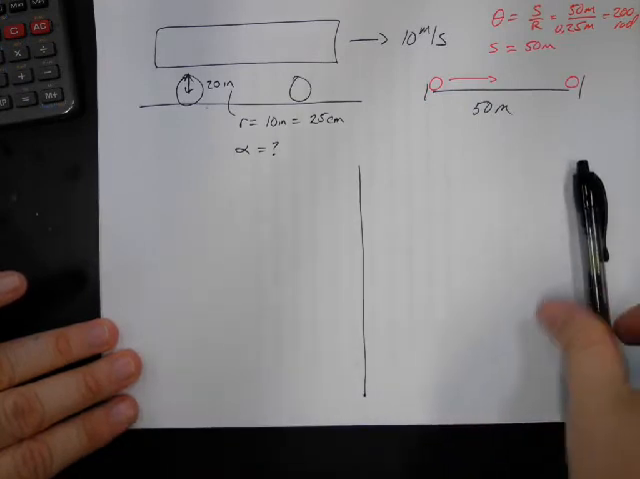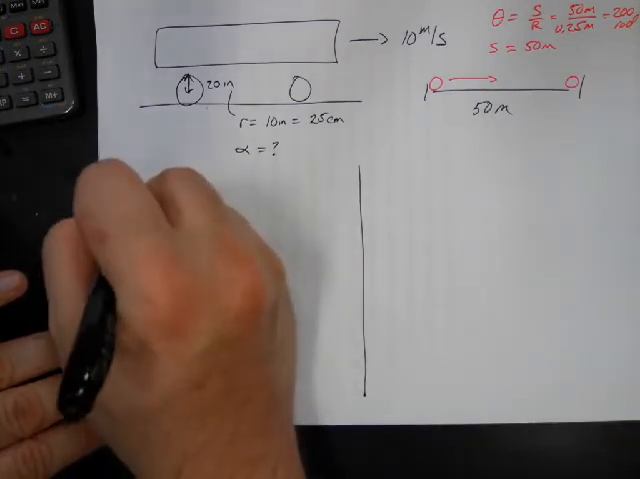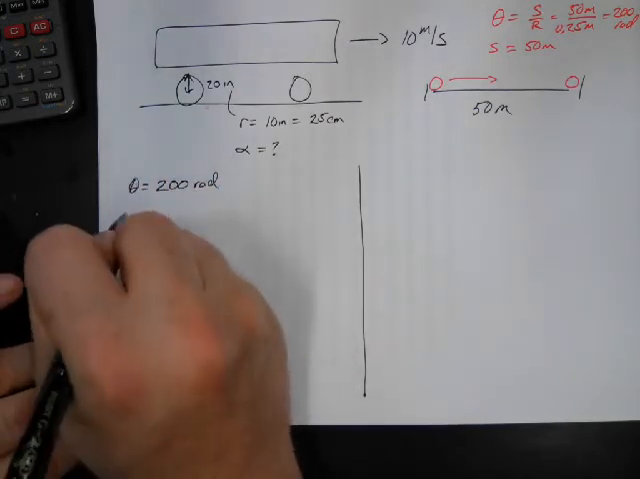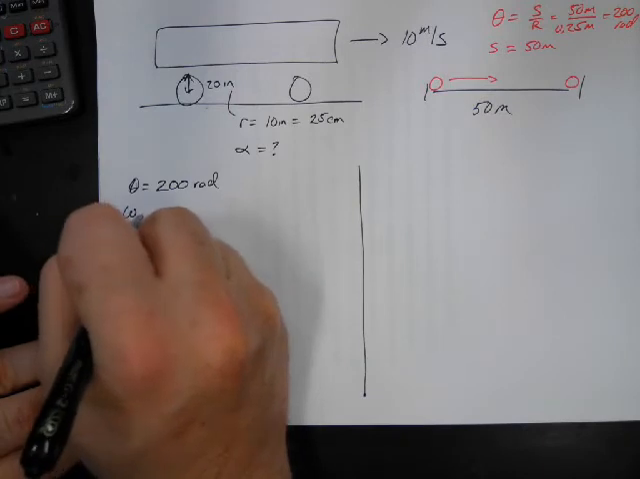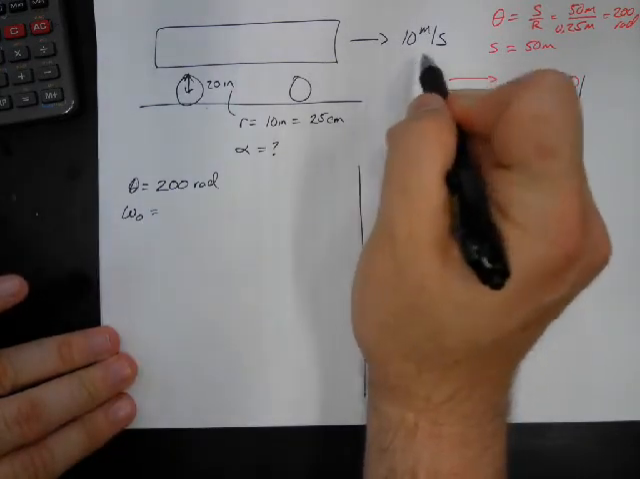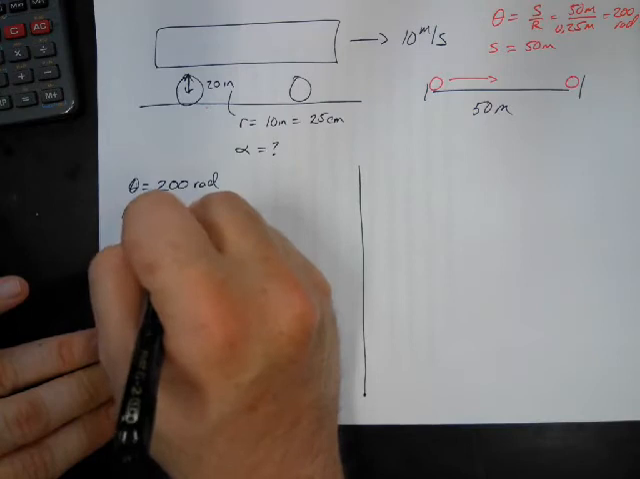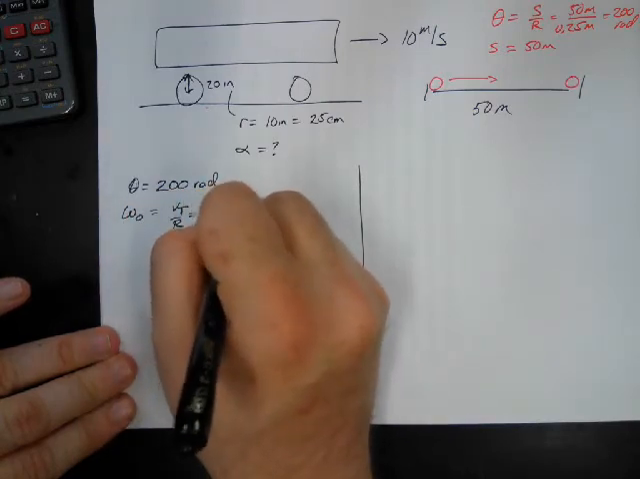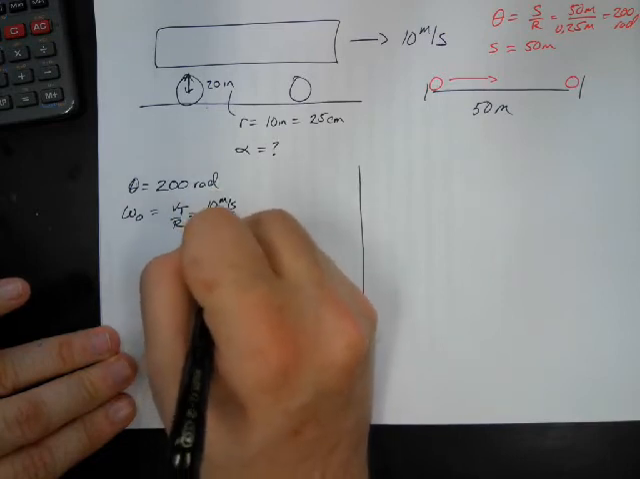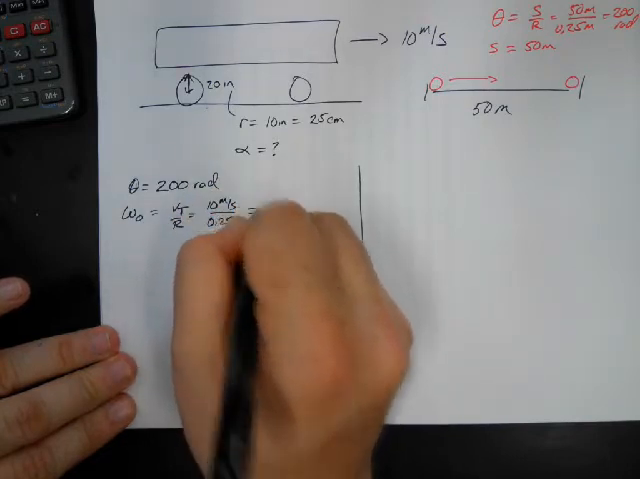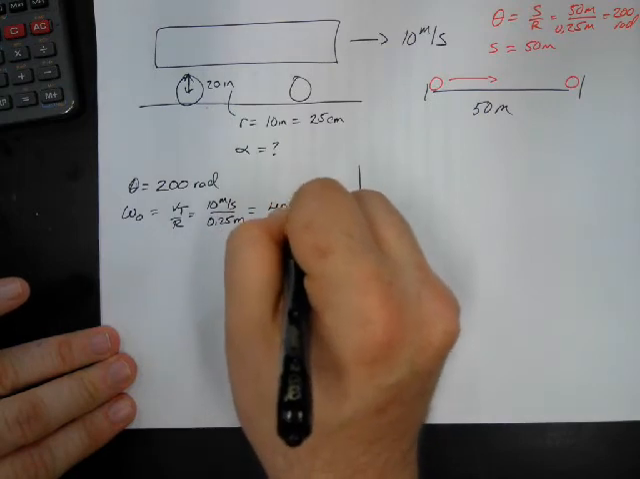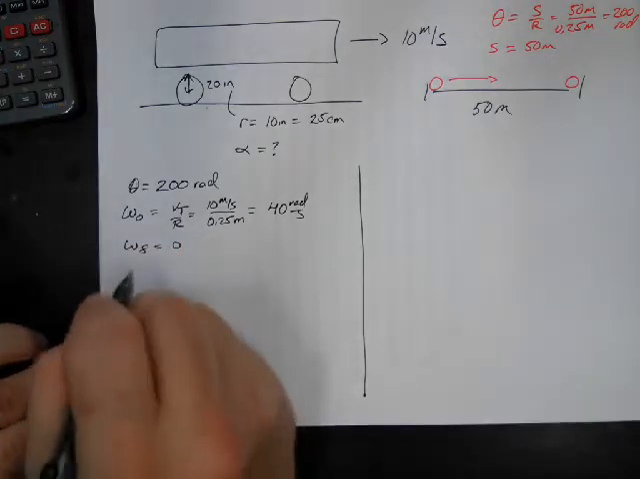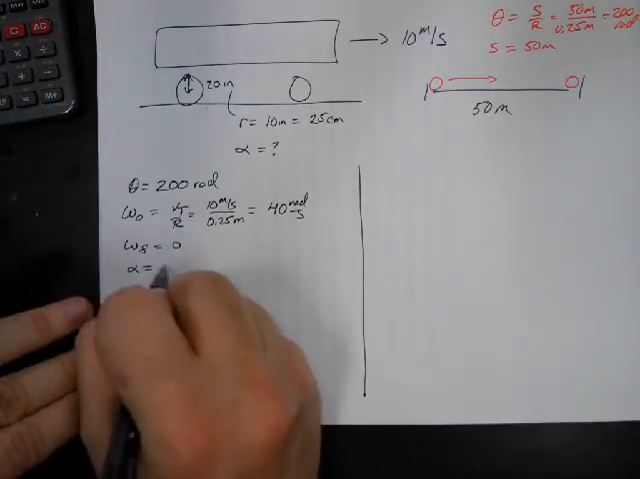All right, so we'll have theta here is 200 radians. We'll have omega initial is, well, we have to convert it from tangential. So it'll be V tangential over R, is 10 meters per second divided by 0.25 meters, and that is 40 radians per second. We'll have omega final is 0 because it's coming to rest. We'll have the acceleration is what we're looking for.